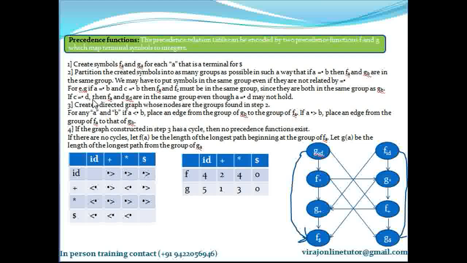Correct? So if C is equal to D, f of C and g of D will be in one group. Okay? So create groups, as many groups as possible using equal to relations. Whenever any two operators are equal, f of left hand side and g of right hand side is in one group. In this example, I don't have any equal to signs here. That's why each of the functions that I had created in step 1 are disjoint. Since this table doesn't have any equal to sign, rule number 2 is not applicable for this example.